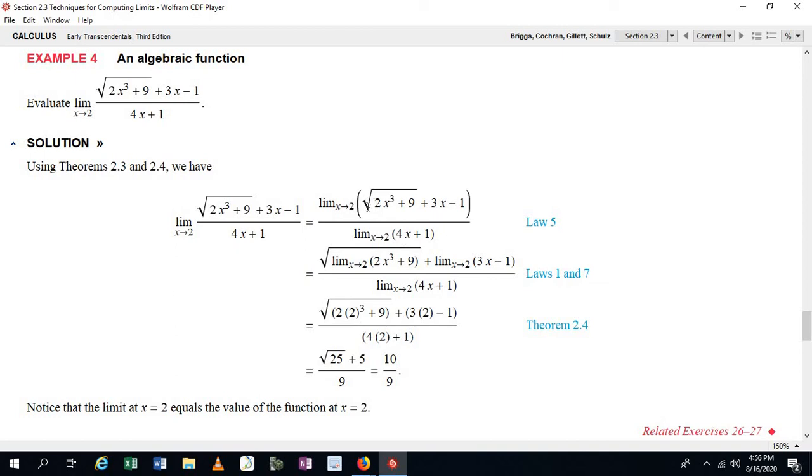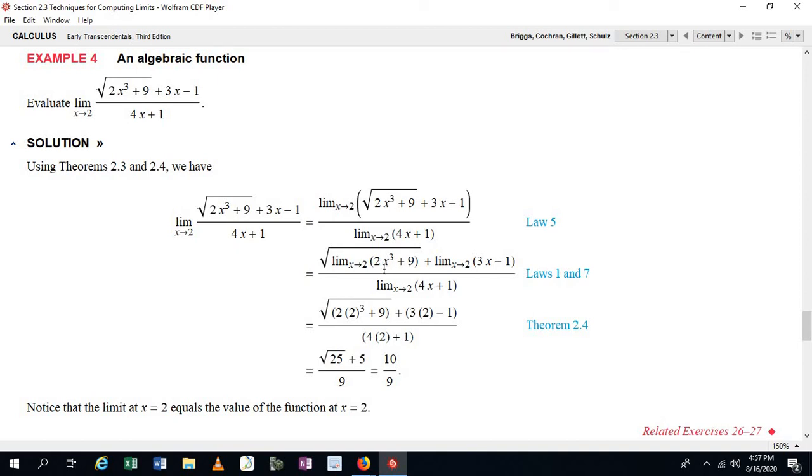And then think of this square root. That's the same as raising this to the 1/2 power. Those are the same thing. So the limit of 2x cubed plus 9 raised to the 1/2 power, by the root rule that we talked about before, is the same as the limit of 2x cubed plus 9 first, then raised to the 1/2 power, which is really just the square root of this limit, because raising it to the 1/2 power is taking the square root of it. So that's where they're getting this first piece. And then the limit divided by the limit of the bottom.